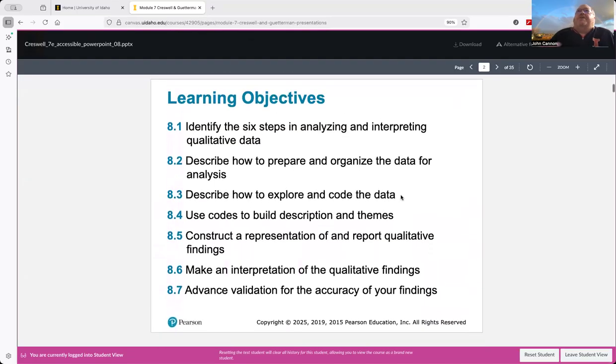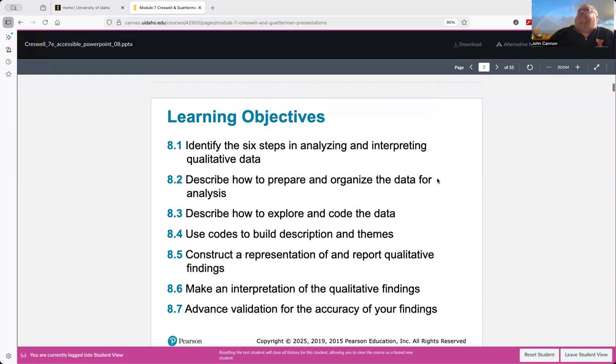So the learning objectives, the first one is identify the six steps in analyzing and interpreting qualitative data. Describe how to prepare and organize the data for analysis. Describe how to explore and code the data. Use codes to build description and themes. Construct a representation of and report qualitative findings. Make an interpretation of the qualitative findings. And the last one, advance validation for the accuracy of your findings.